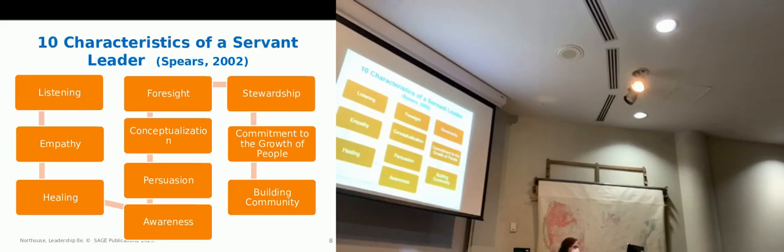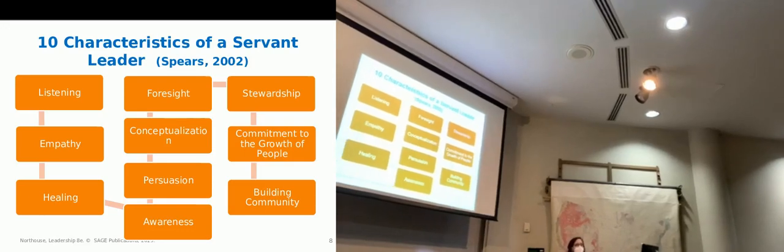What do y'all think persuasion means? Why would servant leadership have persuasion? What is persuasion? Any of y'all had to write a persuasive speech before? What is a persuasive speech? Getting people to do something that you want them to do. Getting people to do something or think something that you want them to think. It's an argument, right? You're trying to convince them to agree with your argument.